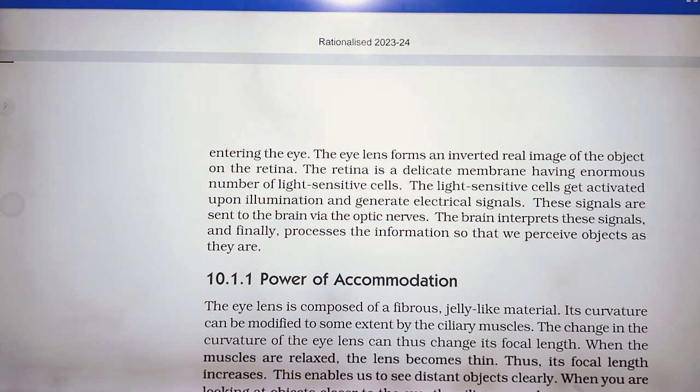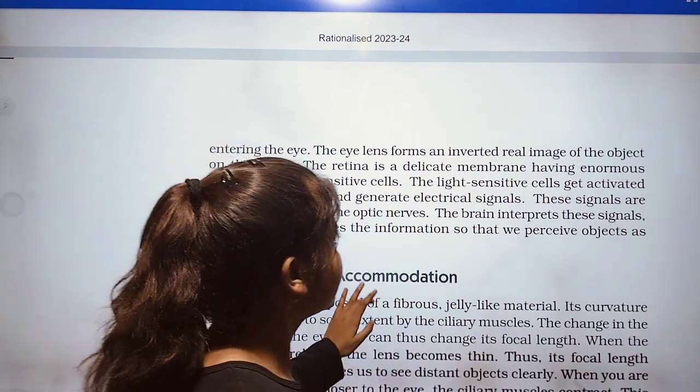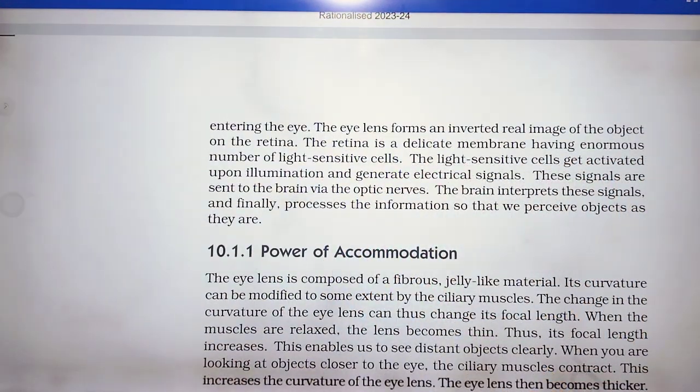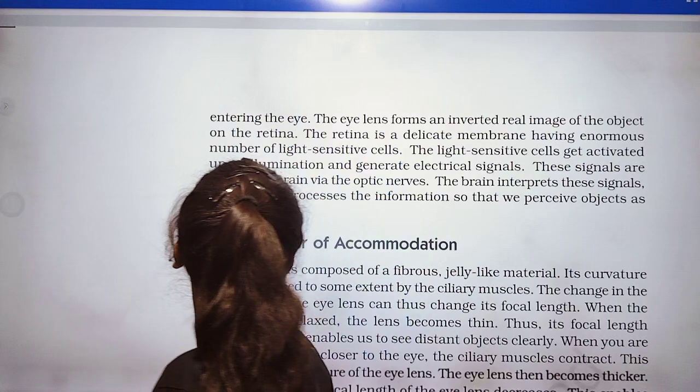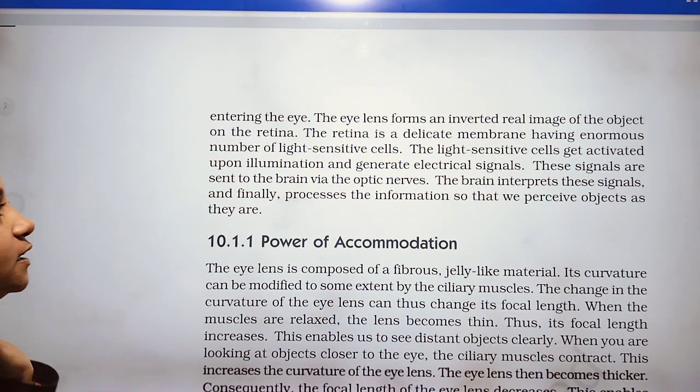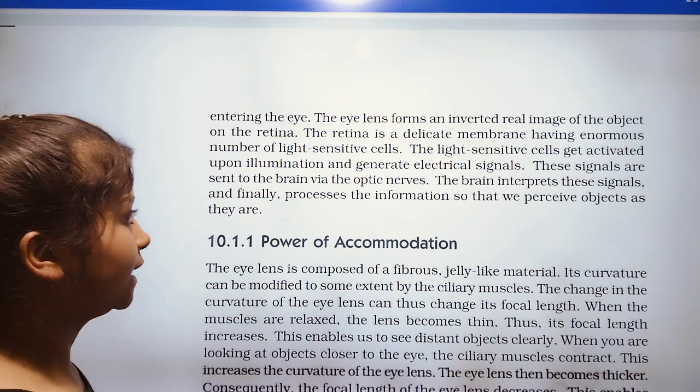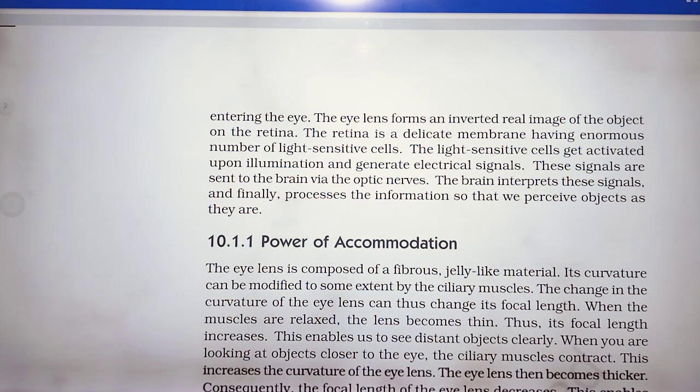The retina is a delicate membrane having an enormous number of light sensitive cells. The light sensitive cells get activated upon illumination and generate electrical signals.